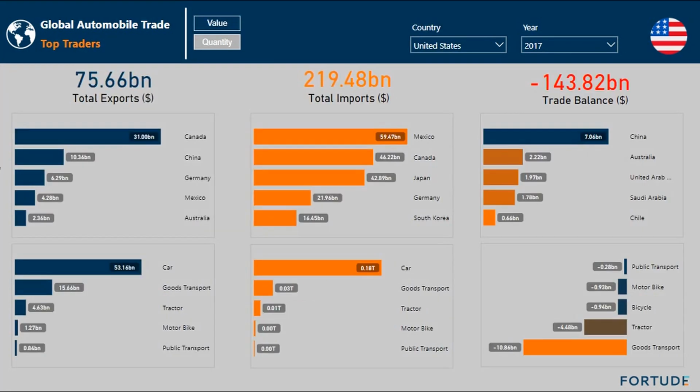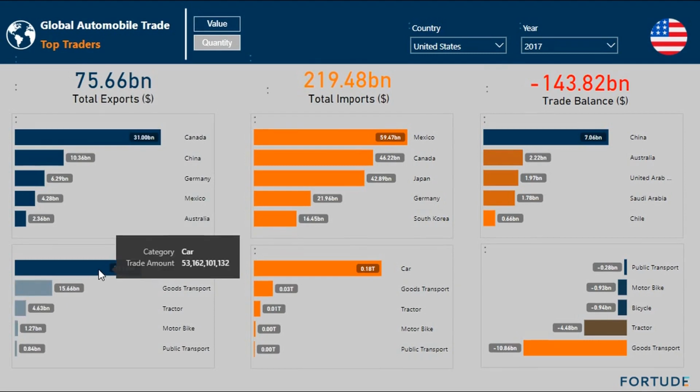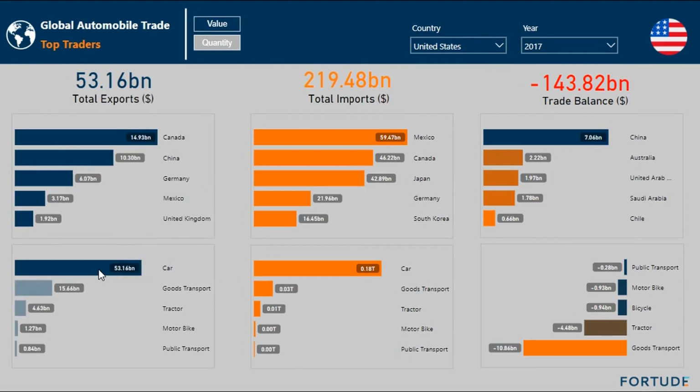The last page of the report gives us a view into the top exporters and importers across any geography, any time period, and any automobile type. The trade balance metric in red at the right indicates that the United States has an overall negative trade balance when trading with the world. We could also see that the United States exported the most to Canada, and the most exported automobile across the world is cars. By drilling on any of the top products, we could also identify the top trading partner countries for that product.